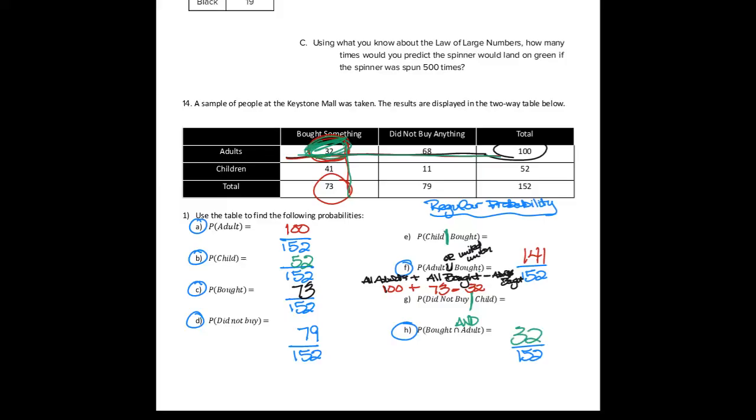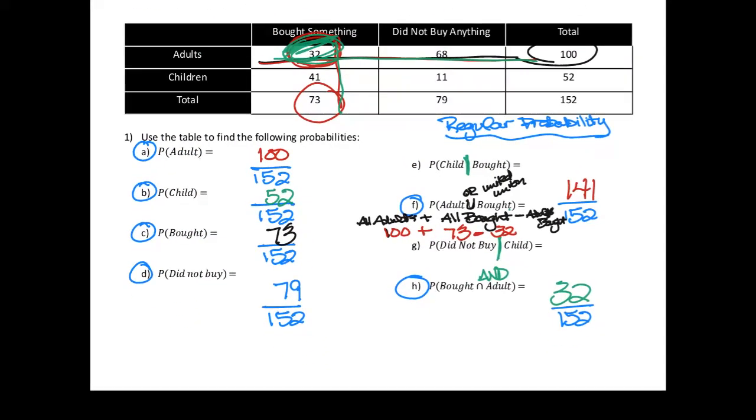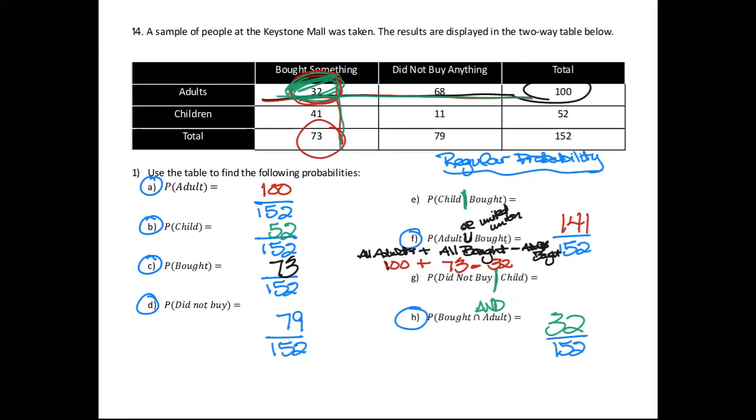So 32 people are adults that did buy something at the same time. So 32 out of 152. Any questions on that? All right, so let's go back to E and G.